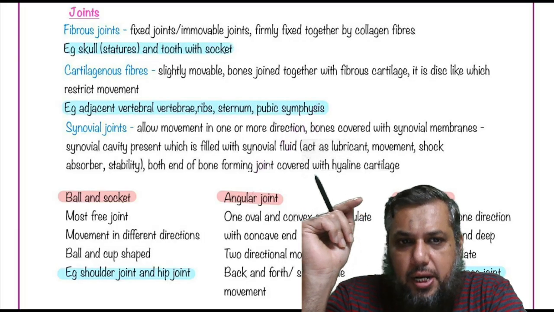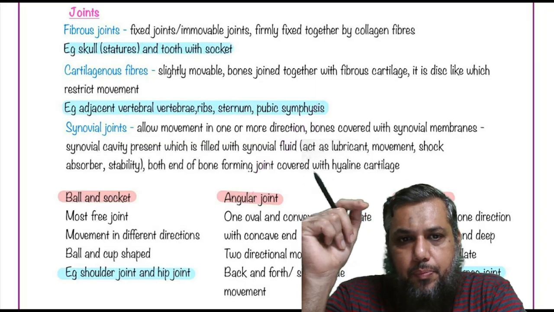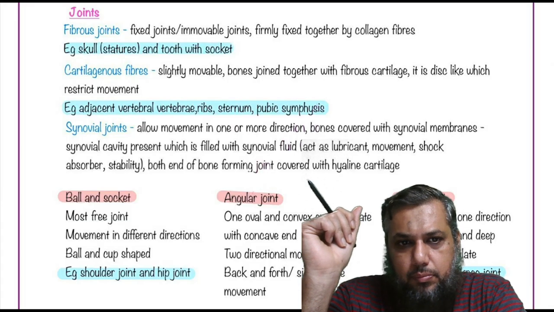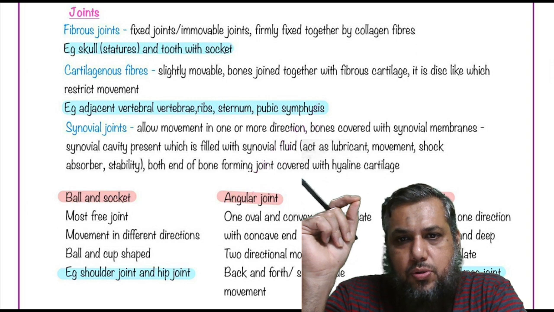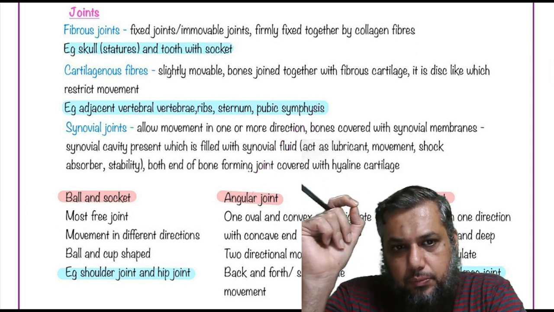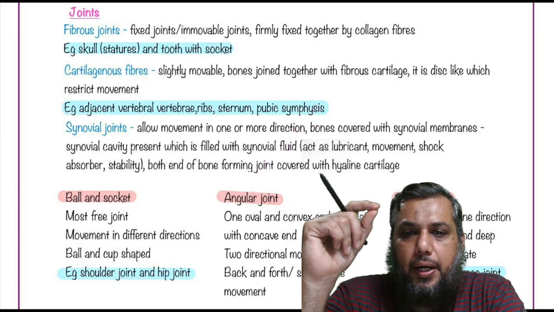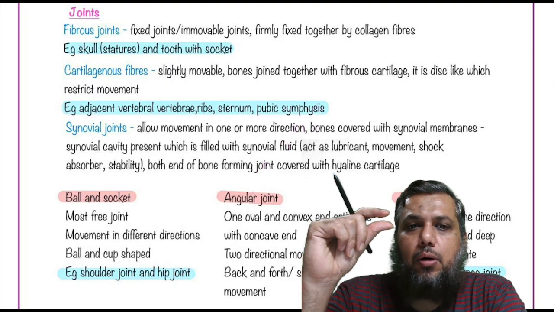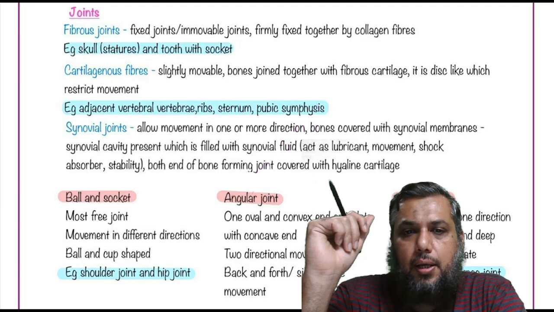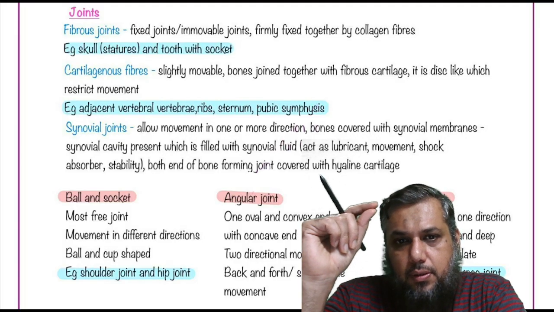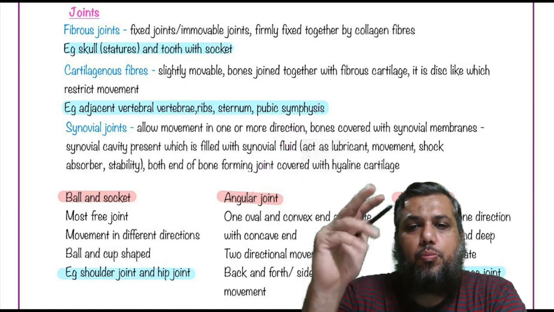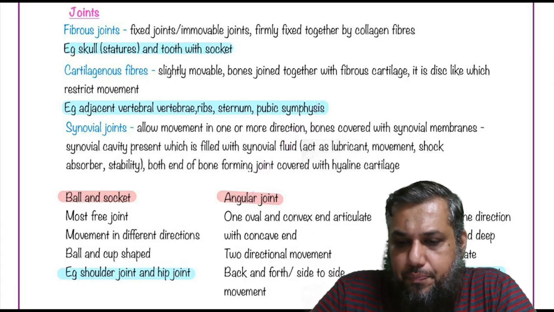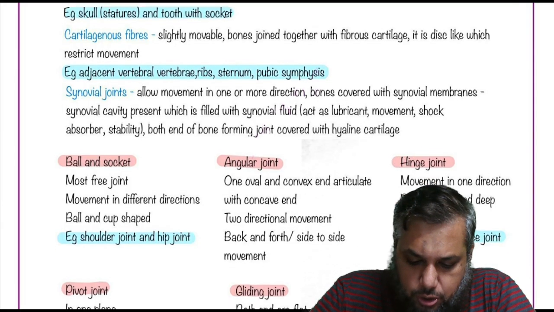Then the second type is slightly movable, cartilaginous joints. These joints have restricted movement between them. They show the presence of fibrous cartilage. For example, the intervertebral disc between two vertebrae allows slight movement. Then the pubic symphysis, that is where the two pubic bones join with each other, also allows slight movement. They come under the cartilaginous joints.